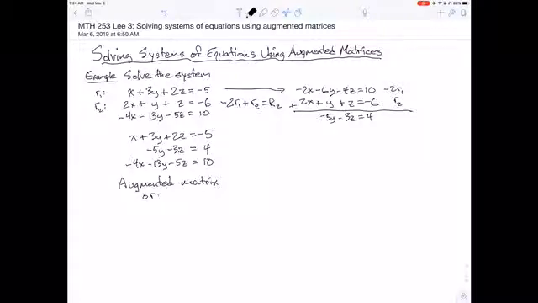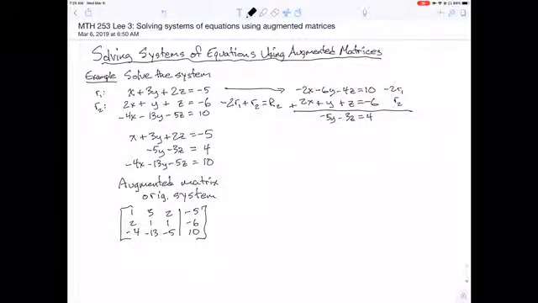So if I copy the original system in its augmented form, I put a square bracket for matrices. 1, 3, 2, negative 5 refers to the coefficients and numbers in the first equation. 2, 1, 1, negative 6 for the second equation, and negative 4, negative 13, negative 5, and finally 10 for the third equation. I draw a vertical line here to separate the left-hand side of the equal signs in these equations from the right-hand side.